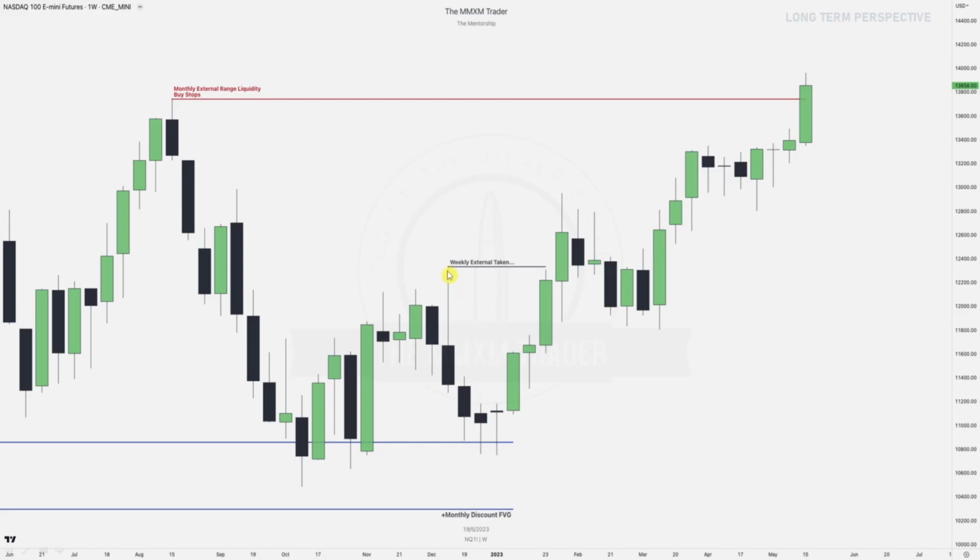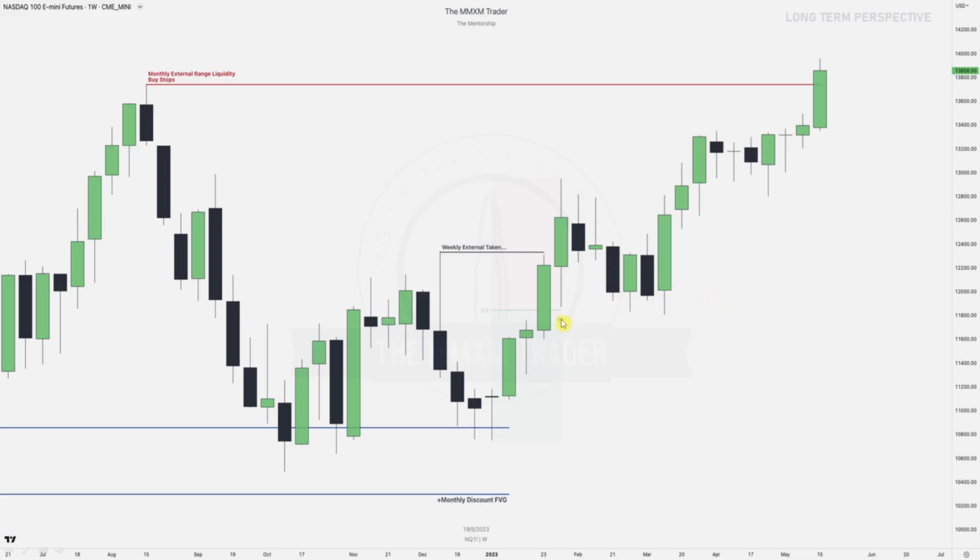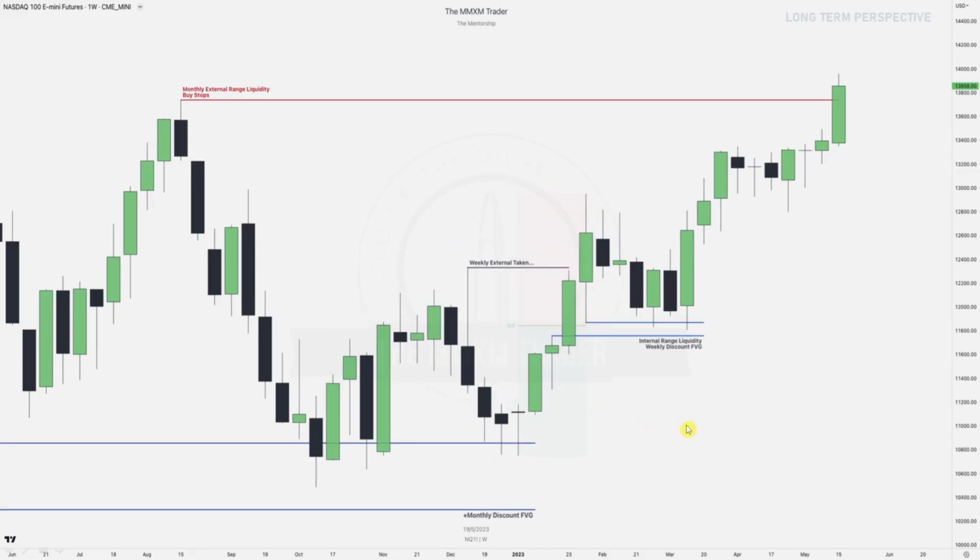Now we have weekly external liquidity, which is over here. So where do we go after we take that weekly external? Your eye should immediately go to internal range liquidity, right? So you look for a fair value gap, which is down here, right? Again, draw out your dealing range, this low till this high. Then we've got that internal range liquidity. Then we can continue up higher.